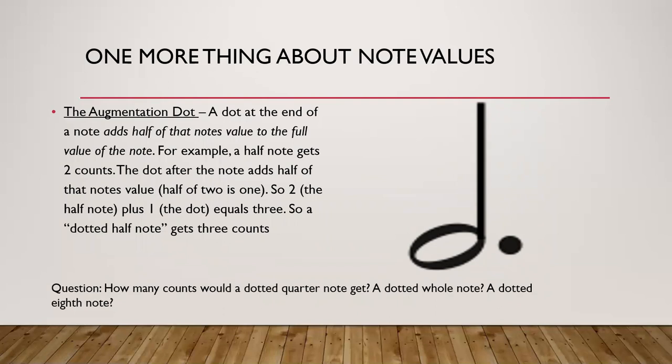So, and here's a couple extra questions. Dotted quarter note. So since the quarter note will get 1 count, the dot would be worth a half. Dotted quarter note will get 1.5. A dotted whole note would get 6. And a dotted 8th note would get, I'm not sure what the fraction is, but it would be an 8th note tied to a 16th note. Anyway.